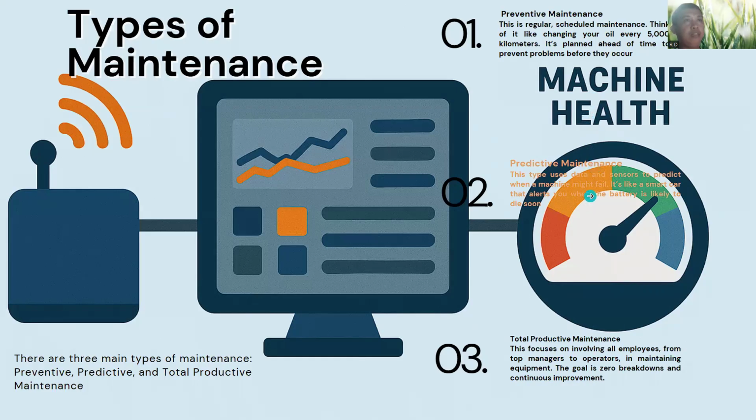And then next is the predictive maintenance. This type uses data and sensors to predict when a machine might fail. It's like a smart car that alerts you when the battery is likely to die soon. And the third one is the total productive maintenance. This focuses on involving all employees, from the top managers to operators, in maintaining equipment. The goal is zero breakdowns and continuous improvement.